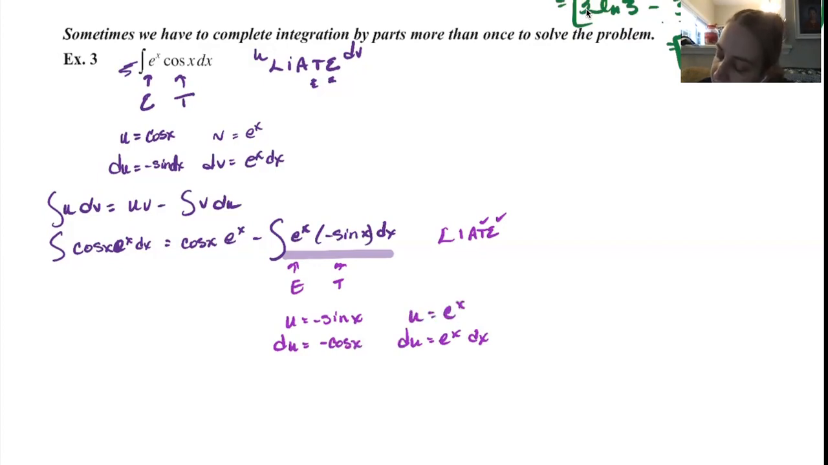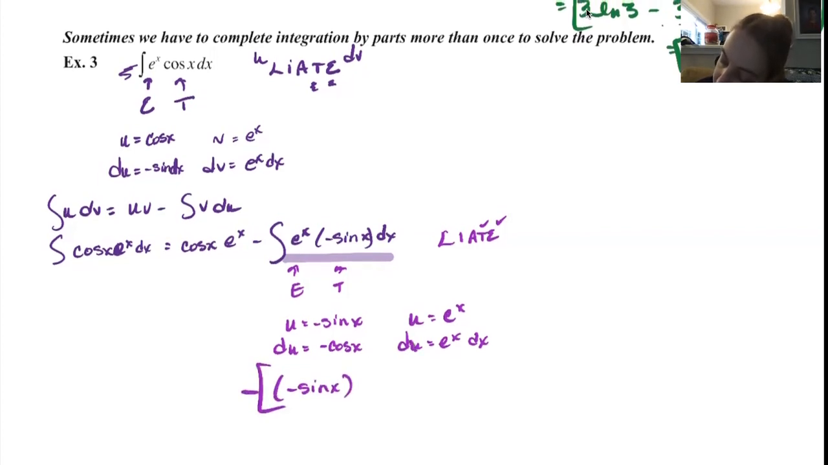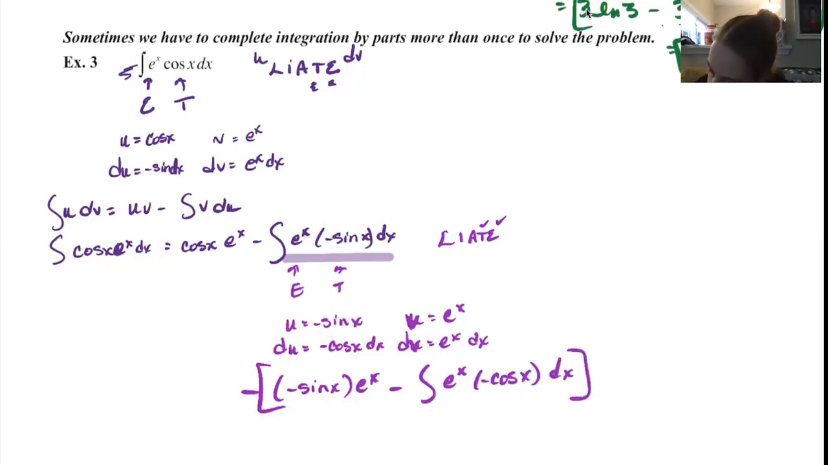So if I take this piece over here on the right and I fill it in, this would become uv, which is negative sine of x. And my v is, see, I have bad handwriting. I wrote u twice. Be very, very clear about your u's and your v's. Be very careful with those. So uv minus the integral of v du dx. Okay. The first piece is still cosine of x e to the x.